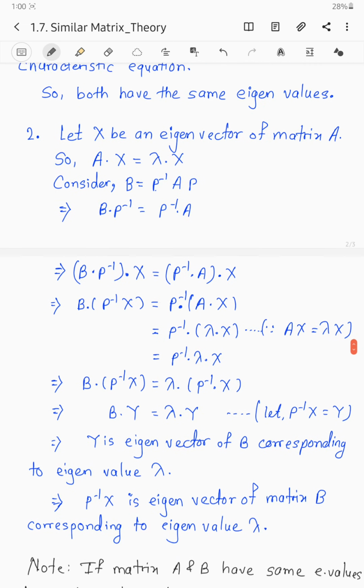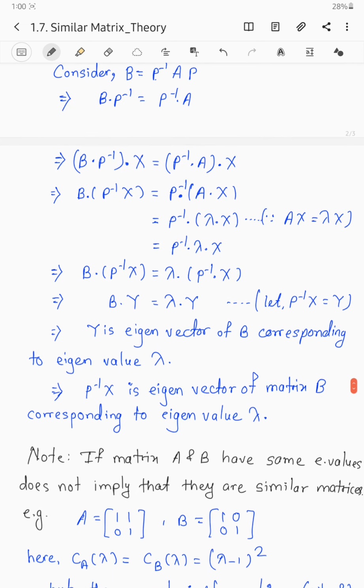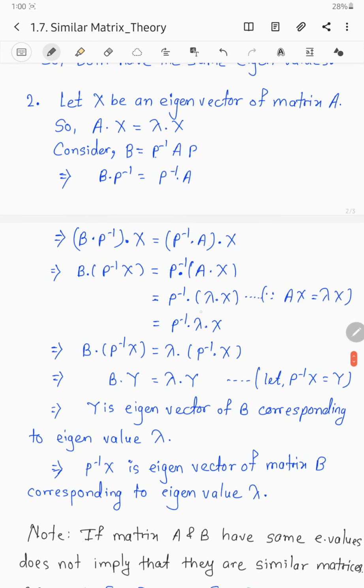Now second, what is given? Given: let x be an eigenvector of A. Now we have to show that P inverse x is an eigenvector of B with respect to eigenvalue lambda. That means we have to show our claim.